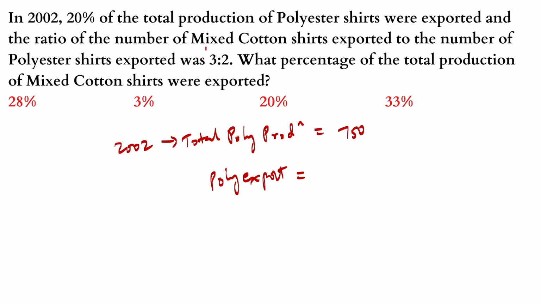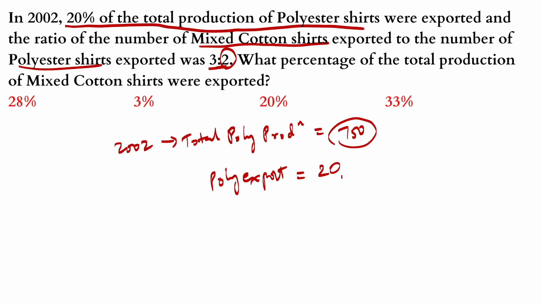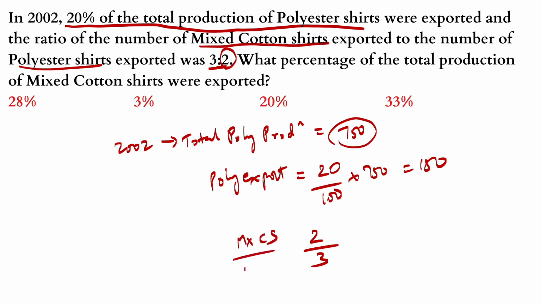here the ratio is given. So mixed cotton shirts and the polyester shirts ratio is 3:2. So the value of polyester is 2 parts. And also the 20% of polyester production were exported. So out of 750, this 20% can be deducted. So what is 20% of 750? This is 150, right? And here the ratio is given 2:3. This is the mixed cotton shirts and the polyester shirts. So this is the ratio here.